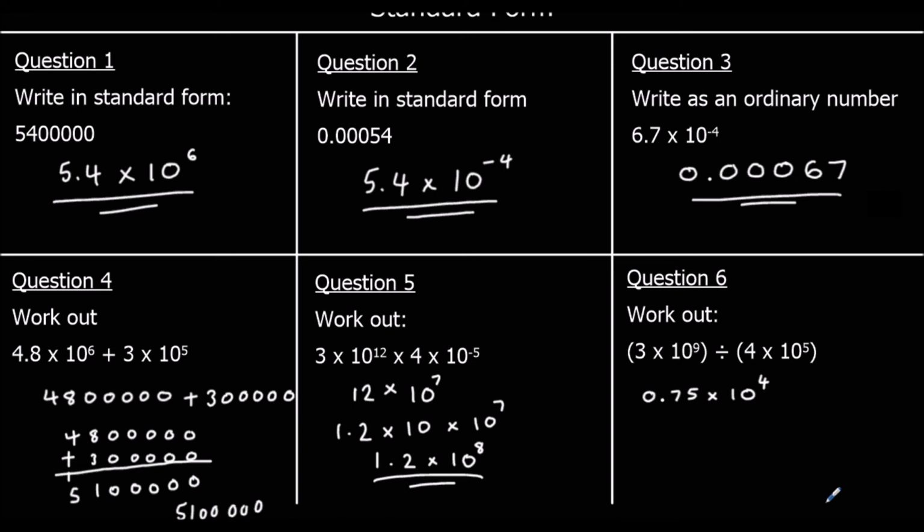That's not in standard form, because standard form is a number between 1 and 10. So I'm going to steal one of the 10s off of here. So 0.75 times 10 times 10 to the power of 3. And 0.75 times 10 is 7.5. So it's 7.5 times 10 to the power of 3.